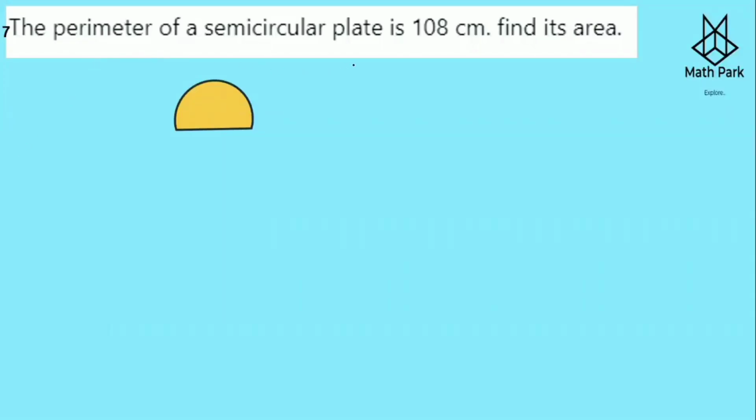The perimeter of a semicircular plate is given as 108. So the perimeter is 108. How is the perimeter? It is 2 pi r upon 2 plus the diameter, that is 2r, equal to the perimeter given, which is 108. So this is pi r plus 2r. Pi is 22 by 7 into r plus 2r is equal to 108.